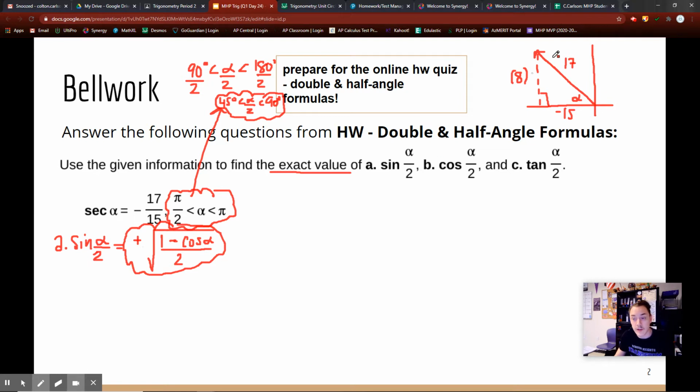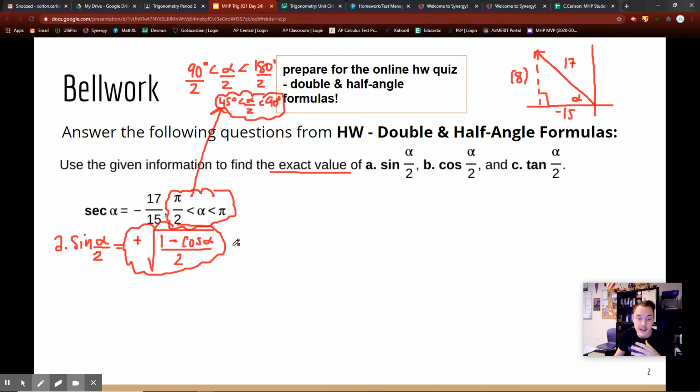Now remember, if you're thinking this is the second quadrant, well, it is, but this is the second quadrant for my alpha, not my alpha over 2. There's a distinction. My alpha over 2 is in the first quadrant. If I divide this angle by 2, then I get into the first quadrant, and you can see how alpha over 2 is in the first.